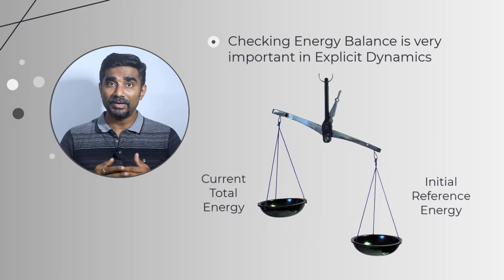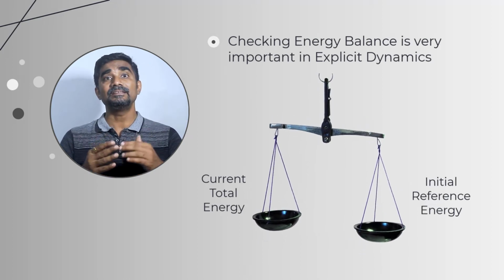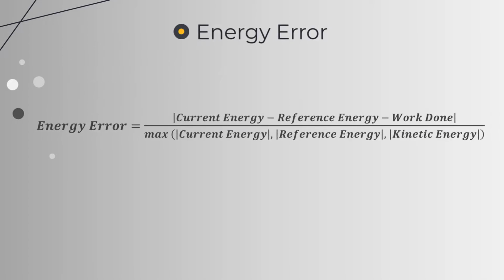That means comparing the current energy of the system at a given point with the initial reference energy. For example, it can be checked using an energy error term. Here, the energy error is defined as the ratio between the relative energy to the maximum energy value between current energy, reference energy, and kinetic energy.